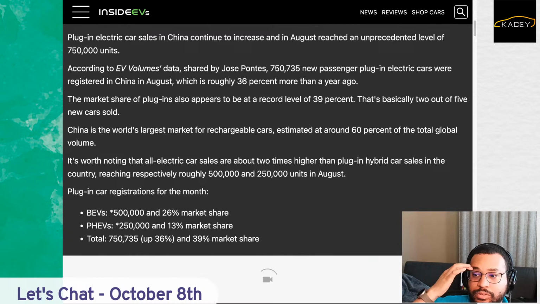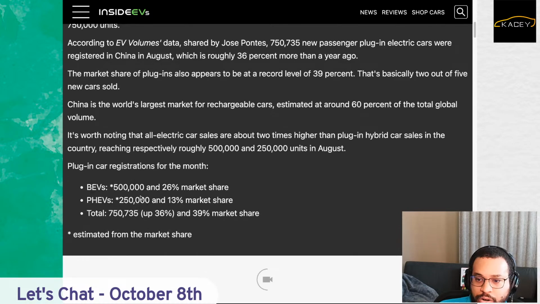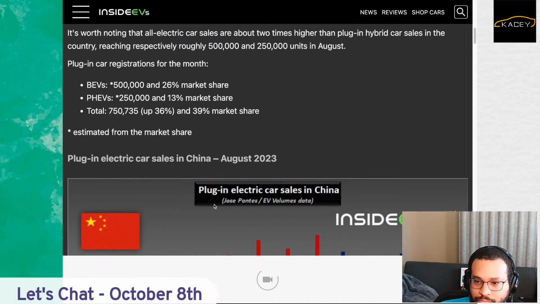750,735 new passenger plug-in cars were registered in China in August, which is roughly 36% more than a year ago. That's really good. The share of plug-ins also appears to be at a record level of 39%. It's basically 2 out of 5 new cars sold. Plug-in car registrations for the month include fully electric cars, 500,000 with 26% market share, and plug-in hybrids at 250,000 and 13% market share, for a total of 750,735, up 35% and 39%. Not bad.